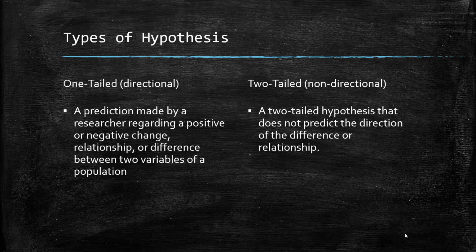difference here. So if I'm making a statement or a hypothesis about the relationship between two variables in my sample population, and it's one-tailed or directional, it means that a prediction is made regarding either a positive or negative change, relationship, or difference between the two variables. So I'm going to be very specific about what that relationship looks like. If it's a two-tailed hypothesis, then we don't predict the direction of the difference or the relationship. And again, I'm going to give you an example in a minute, and I think that will help a lot here.